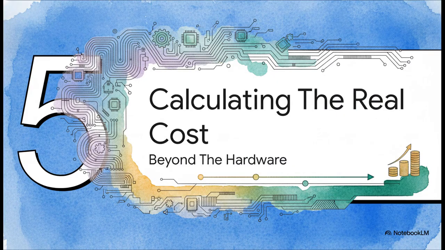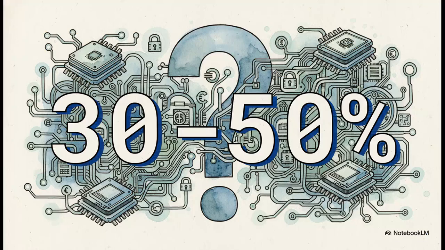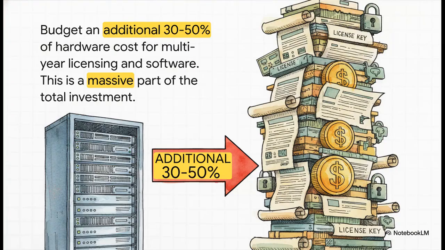Okay, let's pull all of this together and talk about the bottom line, the real financial impact. It's all about shifting your mindset from a one-time hardware buy to the total cost of ownership over the entire life of the system. Take a good look at this number, 30 to 50%. What do you think that represents? It's a pretty big number, and frankly, it's one that catches a lot of organizations completely by surprise. That's right. The report suggests that for every dollar you spend on hardware, you should budget another 30 to 50 cents just for multi-year software and licensing fees. This isn't a small detail, it's a massive part of the total investment.